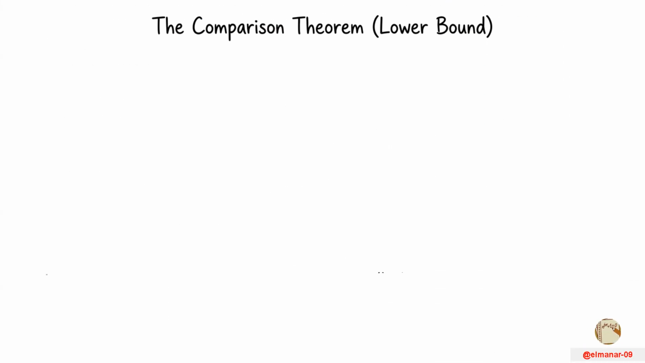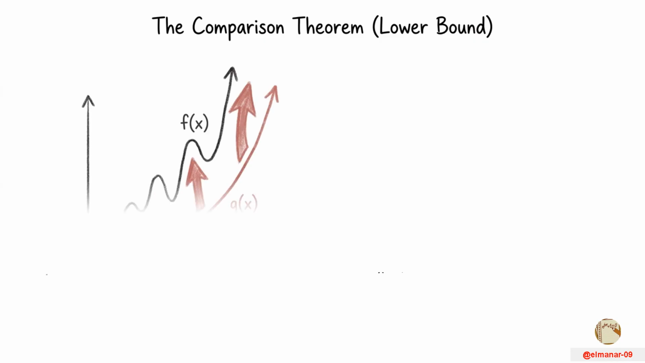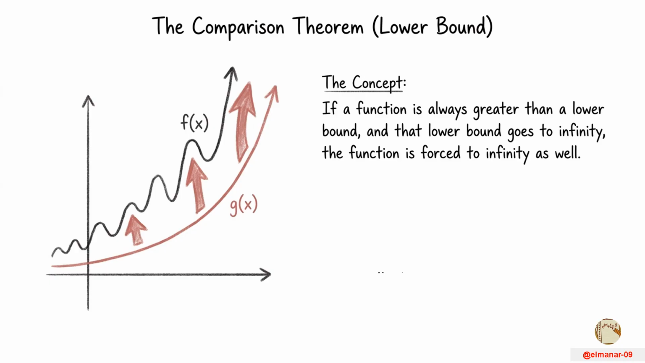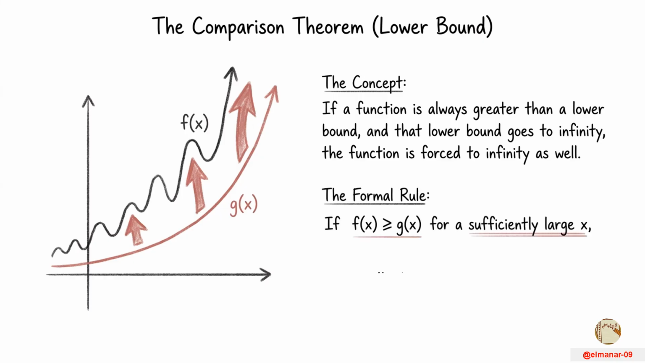Let's learn our first formal rule, the comparison theorem for lower bounds. Think of this as the big brother logic. Imagine you have two functions, f of x and g of x. If f of x is always greater than or equal to g of x, and g of x is heading all the way to positive infinity, where does f of x have to go? It has no choice. Since it's always above the function that's exploding upward, it gets pushed up to infinity too.